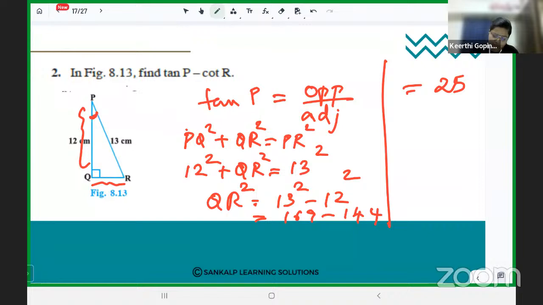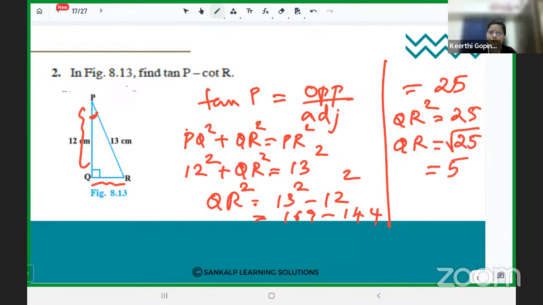So this is equal to 25, and QR square is 25, which implies what is the value of QR? That is equal to root 25. So the value is 5. Okay, so we obtained the value of QR. Now we have all the sides, right? PQ is 12 and PR is 13 and QR is now obtained as 5. Now can you find out what is tan P? It is easy, right? So what is tan P?